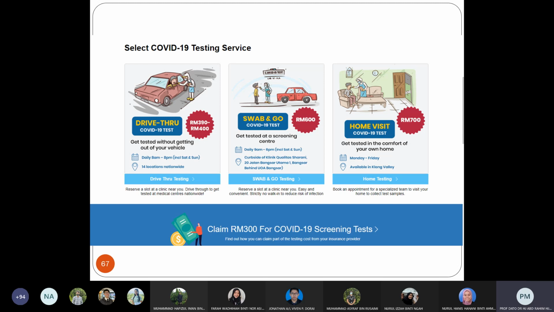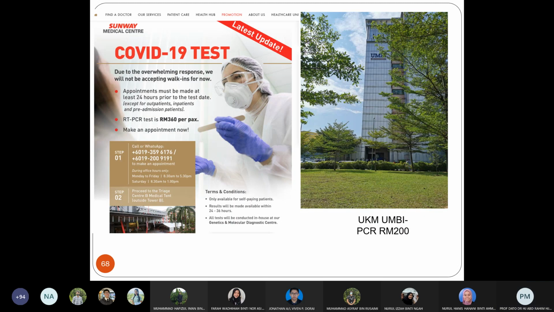Of course, currently we have lots of drive-through tests. You can see the price also there. There is even a home visit test. So we have the PCR, and in UKM, HUKM, there is the UMBI center here. I think the cheapest that I can find is about 200 to 250 ringgit at UMBI if you want to do the test here at the HUKM hospital, whereas other places are quite expensive.